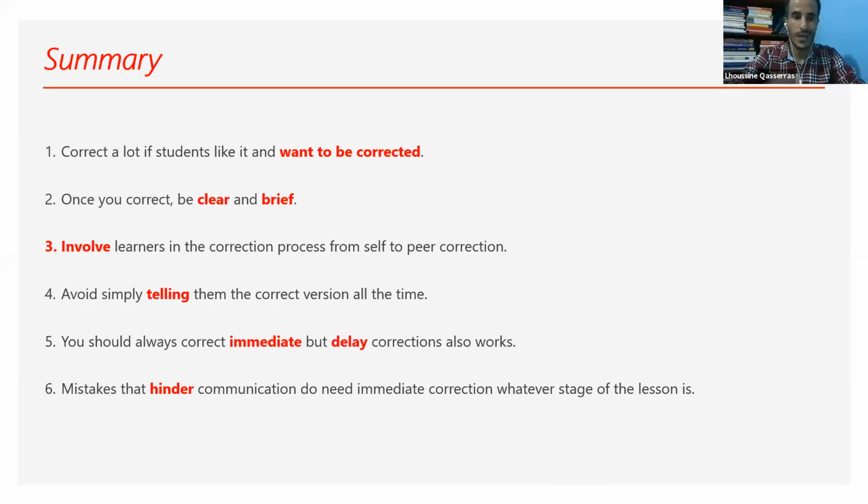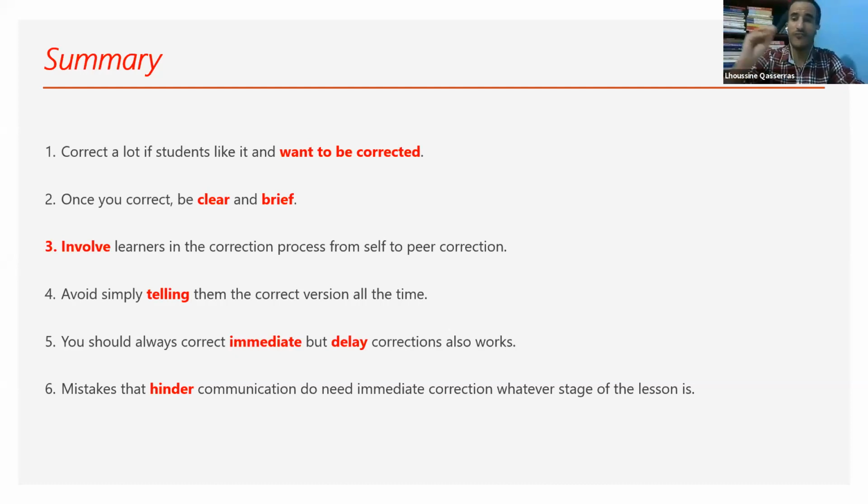Number two, once you correct, be clear and brave. Be clear, concise, short. Talking a lot, explaining a lot, you confuse your learners. Okay, use your body language, gestures, highlights, etc. Number three, I like it. Involve the learners in the correction process from self to peer correction. Then you as a teacher. Sarah, good. KISS. Keep it short and simple. Wonderful. You reminded me of this technique.